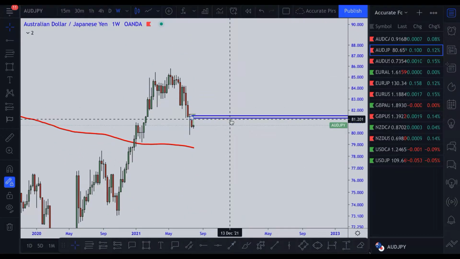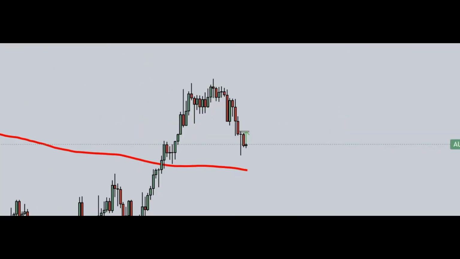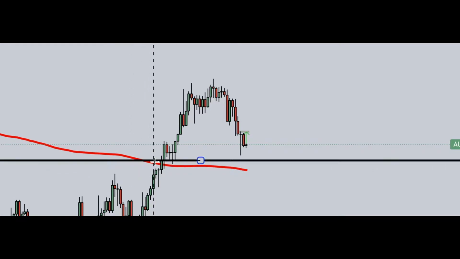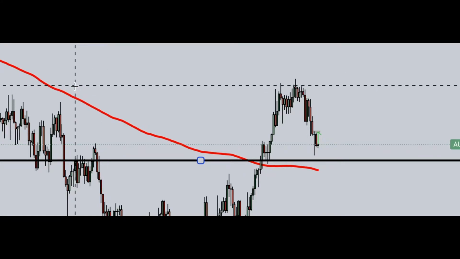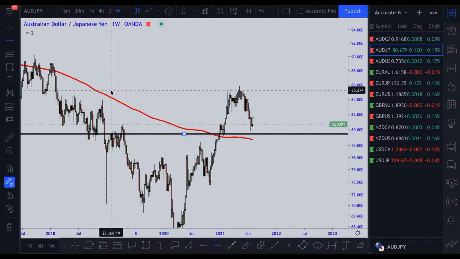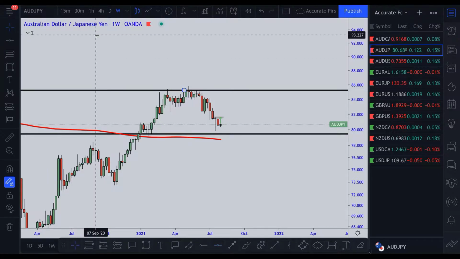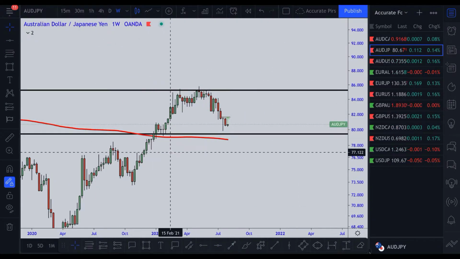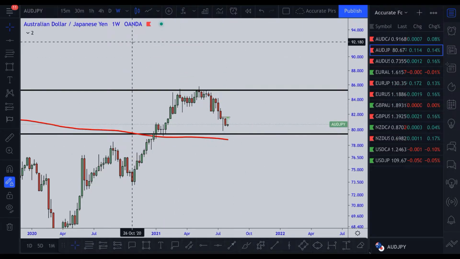So with AUDJPY, I'm not really going to force any key levels on this right now at the moment. Actually, sorry, I can see a key level happen right here. So that's this month's key levels for AUDJPY.